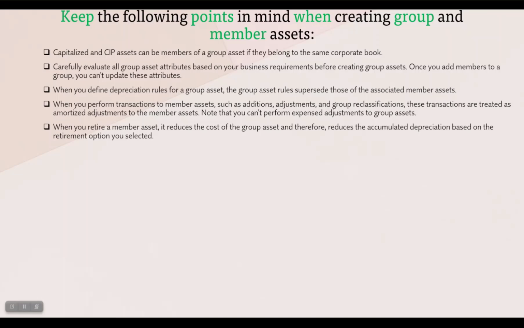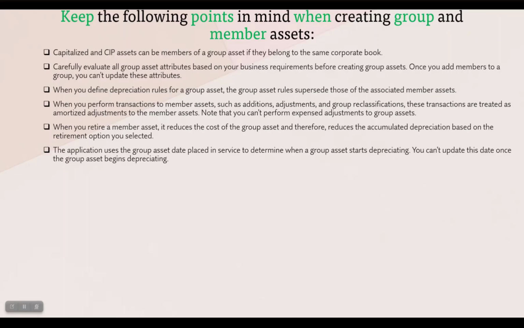When you retire member assets, it reduces the cost of the group of assets. Therefore, it reduces the accumulated depreciation based on the retirement option you selected. I think all of us know this: whenever you make any retirement, it will reduce the accumulated depreciation.